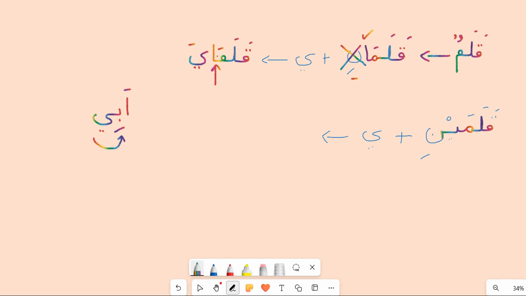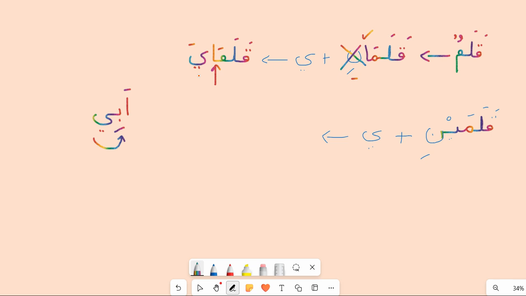You cannot read it as qalami. You cannot delete this alif, as this is the only proof giving you that the noun qalam is in marfu case. So now you understand we cannot delete this alif. This is not a normal letter alif. This is the only letter proving the noun is in marfu case. So we cannot delete this alif, neither can we give this meem a kasra. You cannot read it as qalami. All these are wrong in the structure of a dual noun attached with the ya mutakallim.